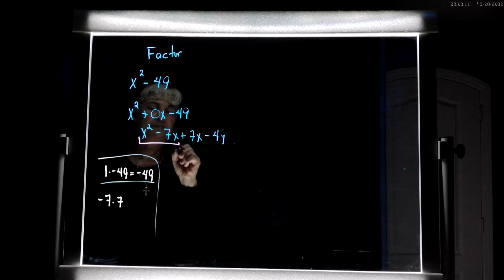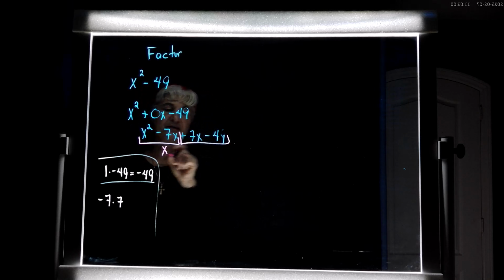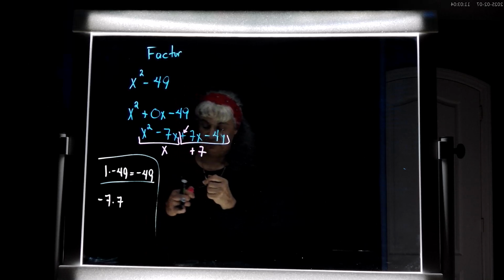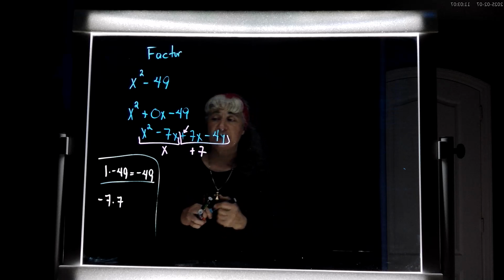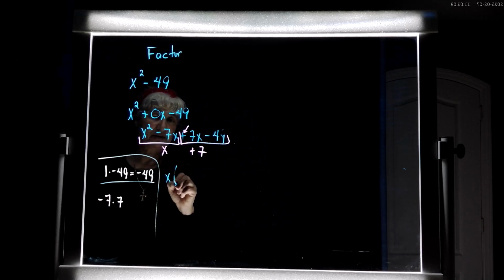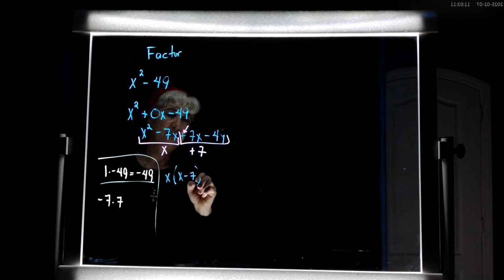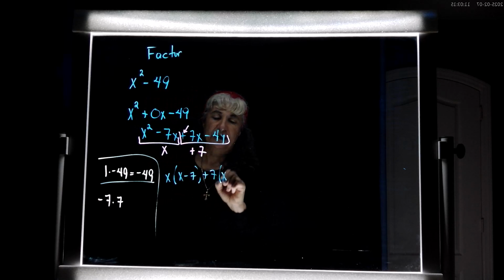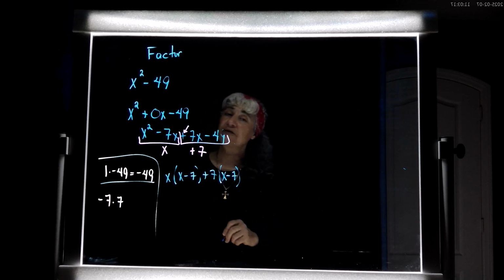Now what? Group them, pair them. Here we go. First pair, taking out an x. Second pair, good. Positive 7. What do you get when you take an x out of the first pair? X minus 7. And you took a positive 7 out of the second pair. X minus 7. Looking familiar, right?